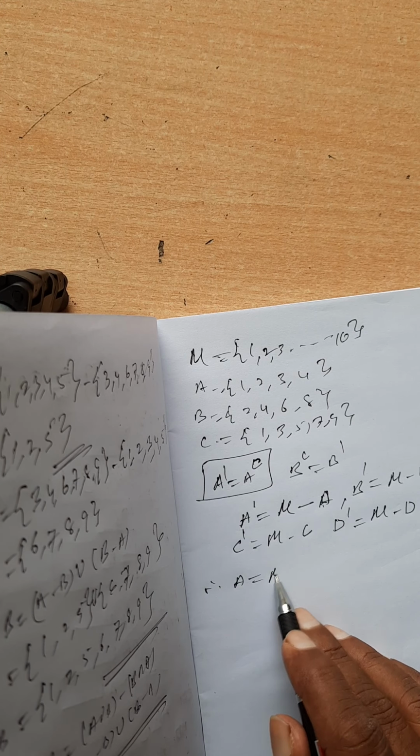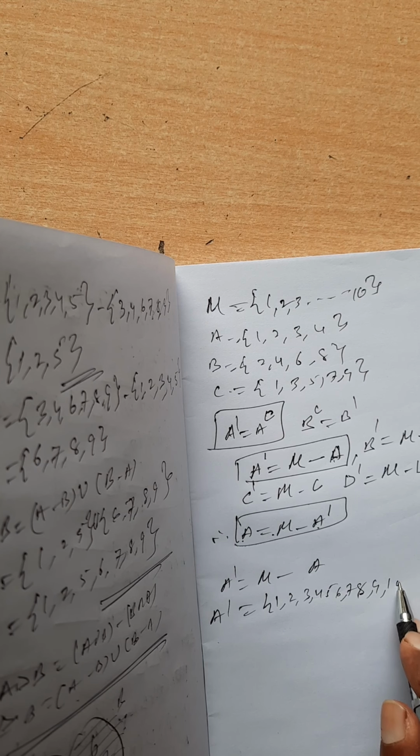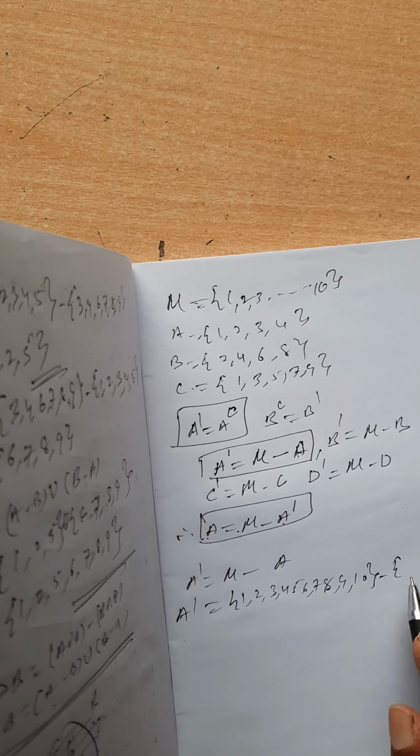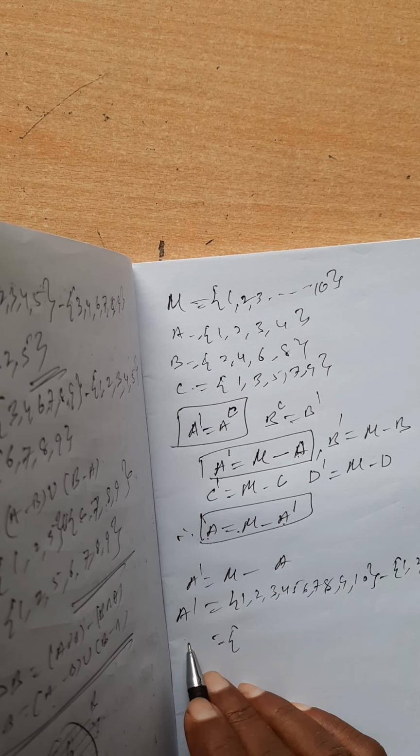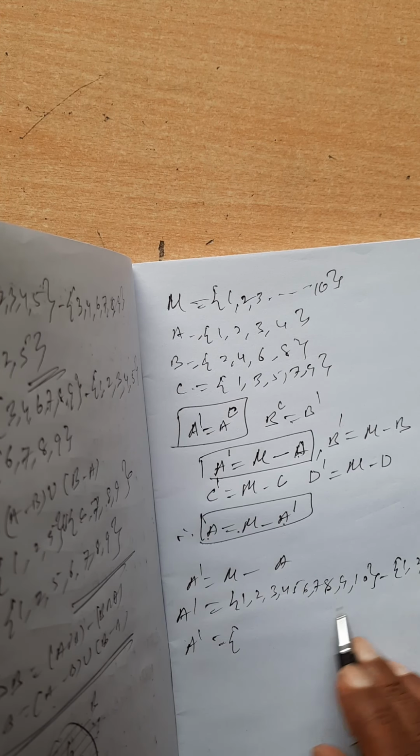Now what are we going to find? Complement. A complement is the mu set minus A. What is mu? Mu is 1, 2, 3, 4, 5, 6, 7, 8, 9, 10. Minus A. A is what? 1, 2, 3, 4. Now subtract it, so you get A complement: 1 gone, 2 gone, 3 gone, 4 gone. What is left? 5, 6, 7, 8, 9, 10. This is the complement of set A.